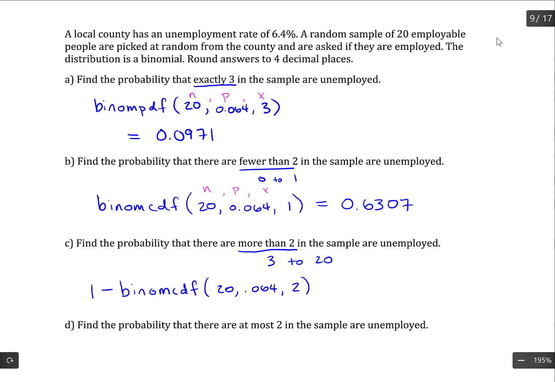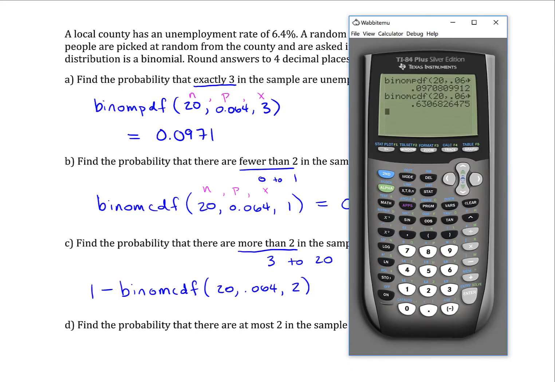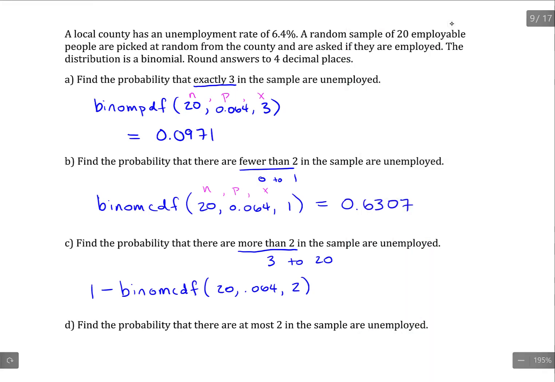On the calculator, what I have to do is just simply put in 1 minus, go to second distributions, and scroll down to the binomial CDF function, and give 20, 0.064 and 2 as my inputs. So 0.1327, just like we determined in the other app.